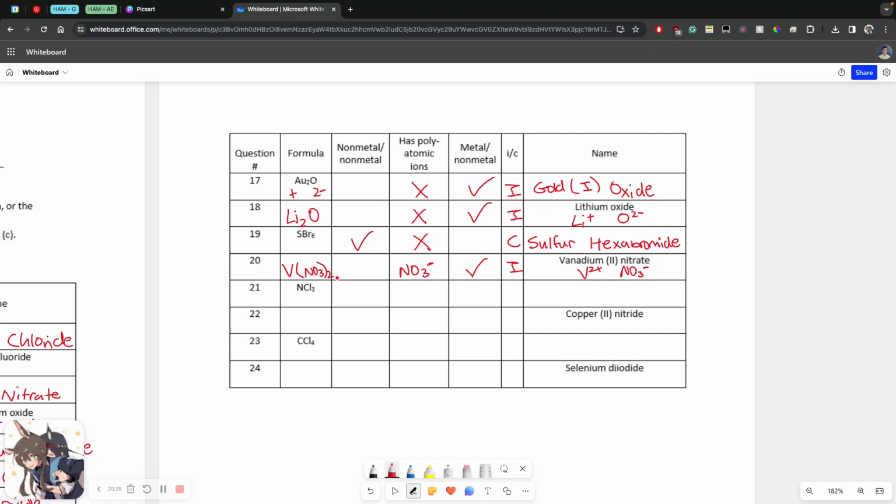Alright, NCl3, nitrogen and chlorine. Nitrogen is indeed a nonmetal, which means it is a covalent relationship, and the Cl alone indicates that it is not a polyatomic ion. With this information, we can start by using the covalent naming mechanism and go ahead and say nitrogen. First one stays identical, and then trichloride.